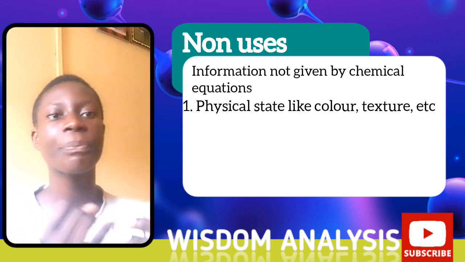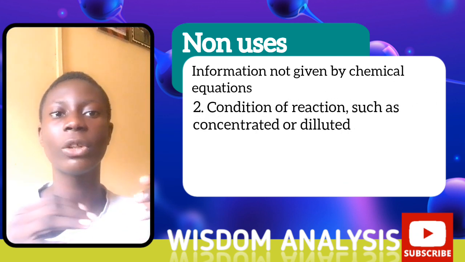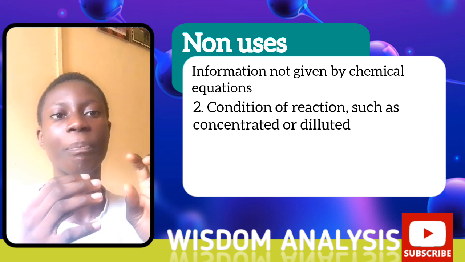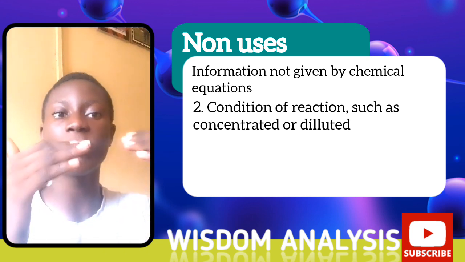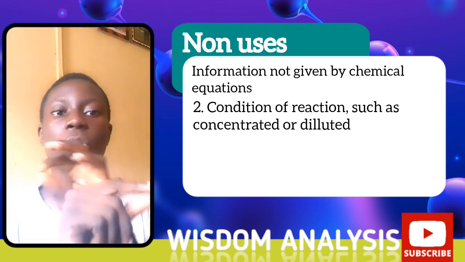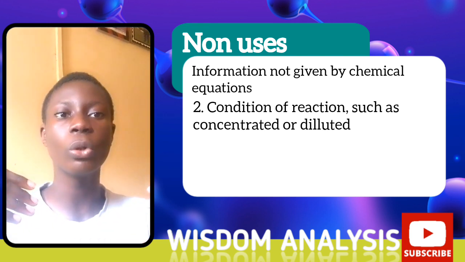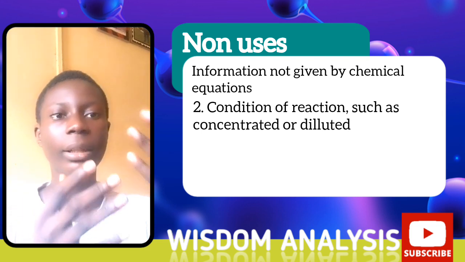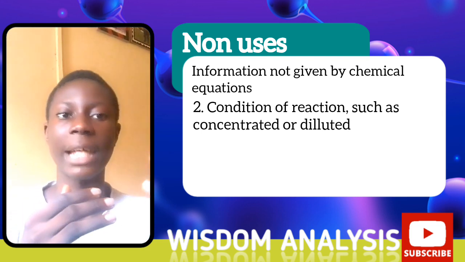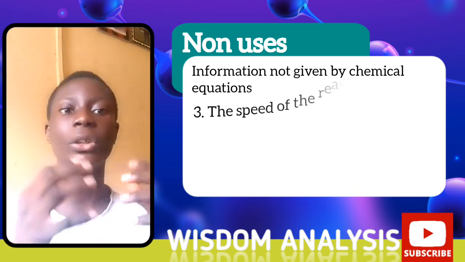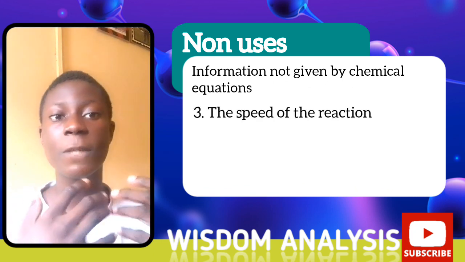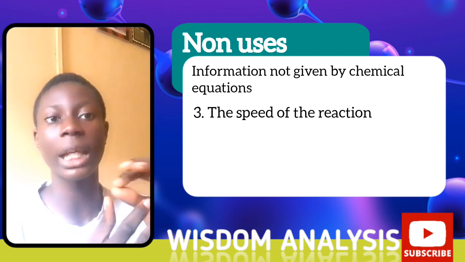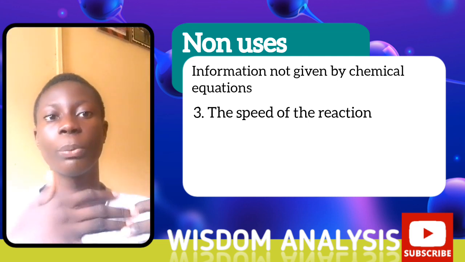So that's one. Then next is that they don't tell you whether the compound is concentrated. That is the condition of the reaction. Because information can be given beneath the chemical equation, but just looking at the chemical equation, you will not be able to know whether it was an exothermic reaction, or whether it was concentrated, or diluted, and so on. And also from a chemical equation, they don't tell you the speed of the reaction, the time it took for the reaction to be completed.